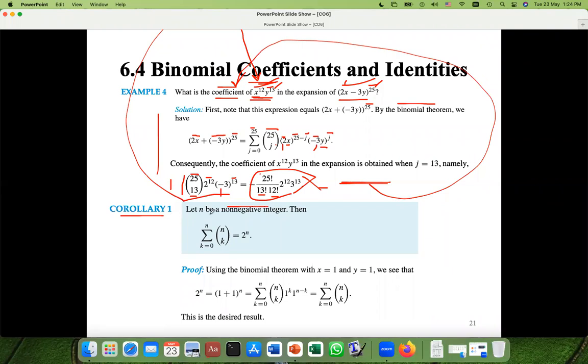So this is the corollary now. n is a positive integer. Then the sum from k equal to 0 to n of n choose k. And you know that symbol. This is the left hand side, and this left hand side is equal to 2 raised to the power n.